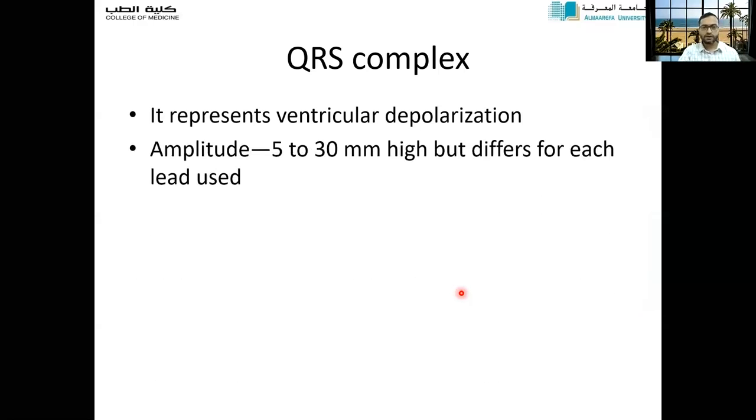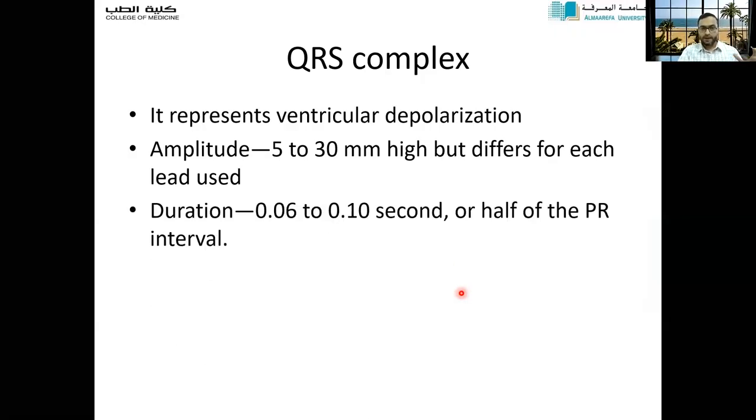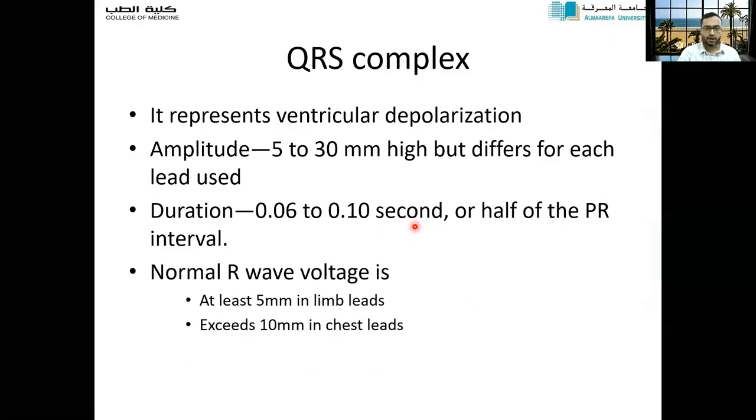Now coming to the QRS complex, it represents ventricular depolarization. Amplitude is normally 5 to 30 millimeters in height, but it varies by which lead you are talking about. Duration is very short, just one small square to 2.5 small squares, that is 0.04 to 0.1 second, usually narrow and just like a spike. Normal shape is a spike, a rise and a fall. Normal R wave voltage is 5 millimeters in the limb leads, so it is a little smaller in the limb leads. And as you proceed towards the chest leads, from V1 to V6, the height of the R wave increases.